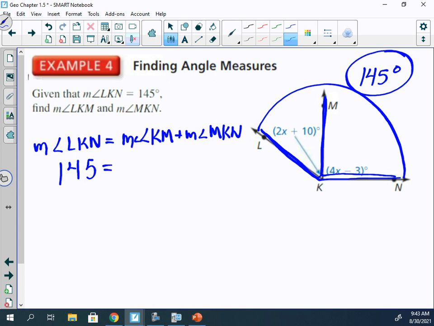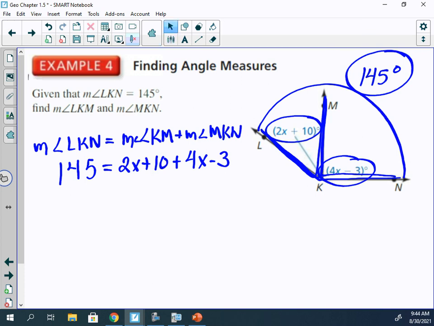Well, they didn't actually give us a specific measure for the other two angles, but they told us LKM's value is what? 2x plus 10, because that's what the angle is. It's been defined as 2x plus 10 degrees. That's what its degree measure is. Now the other one was defined as what? So we're able to set this up. And the reason we're doing this is because if I can find the value of x, then I can plug it back in to find the measure of each angle.